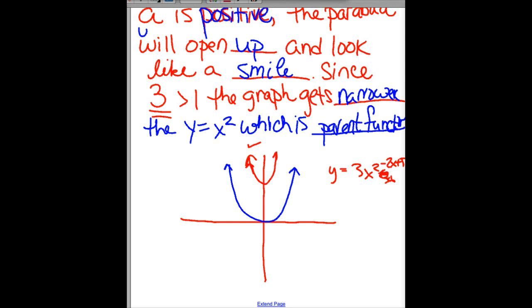And that's what you'll be doing on your worksheet. Go grab the pink one. It's number 2.